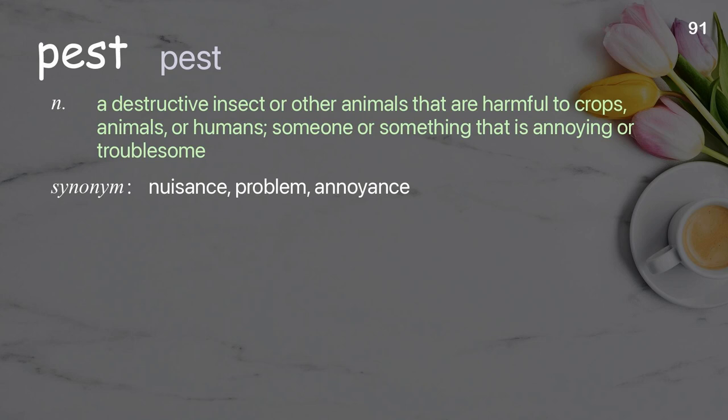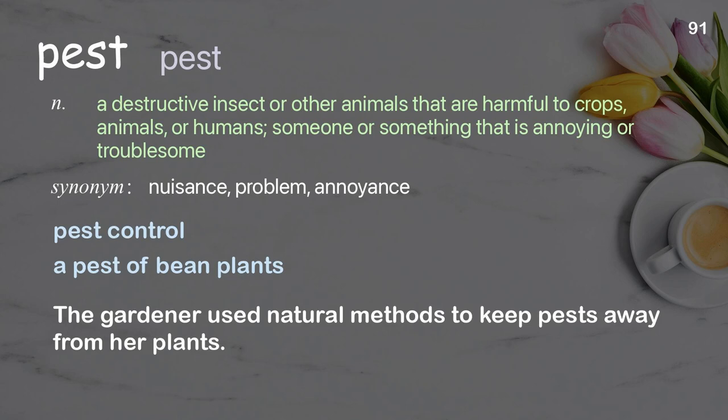Pest: a destructive insect or other animals that are harmful to crops, animals, or humans, someone or something that is annoying or troublesome. Examples: pest control, a pest of bean plants. The gardener used natural methods to keep pests away from her plants.